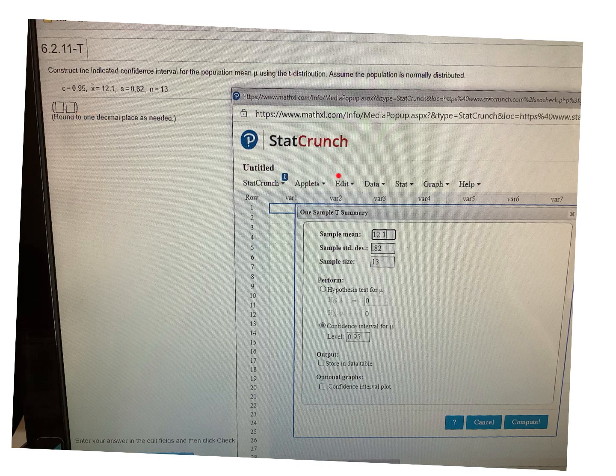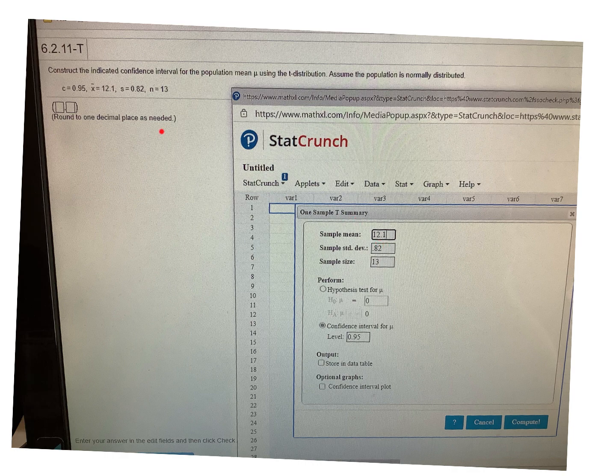The easiest way to do this, you could do it by hand with a table, but in StatCrunch, click on Stat, then T Stat, then One Sample T Summary.